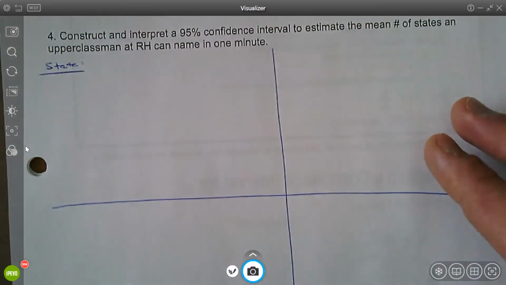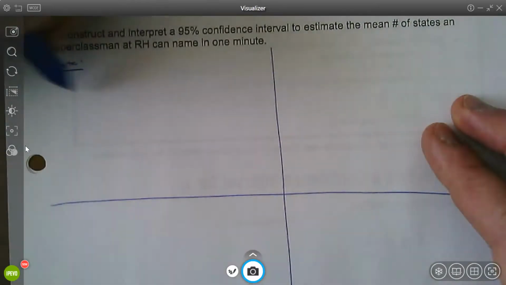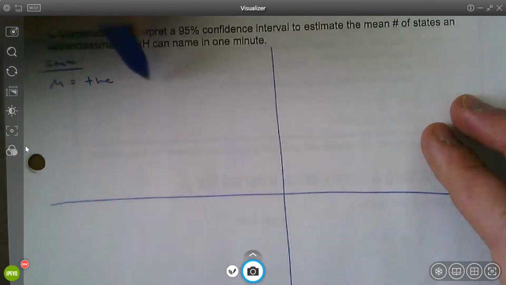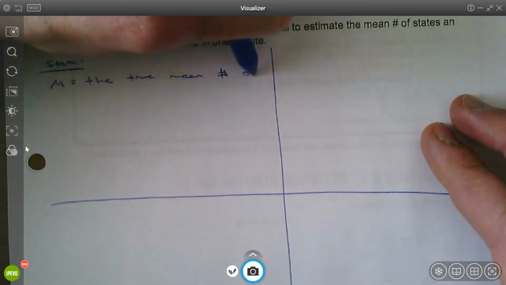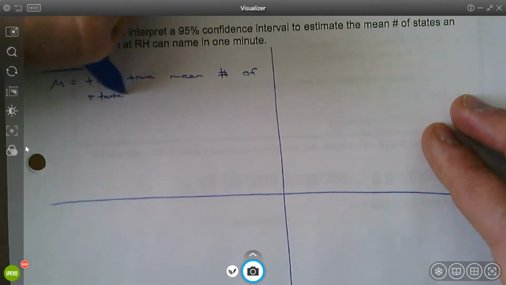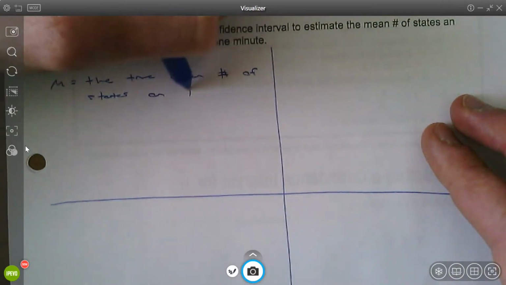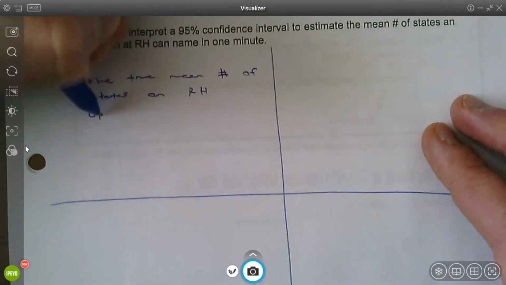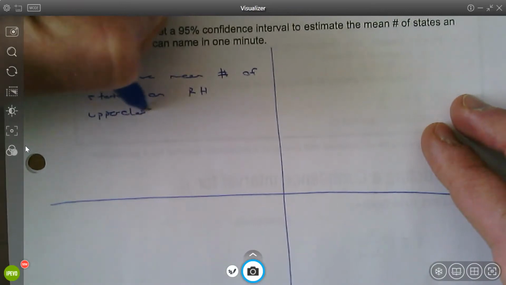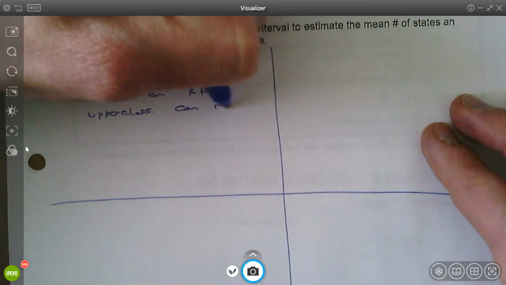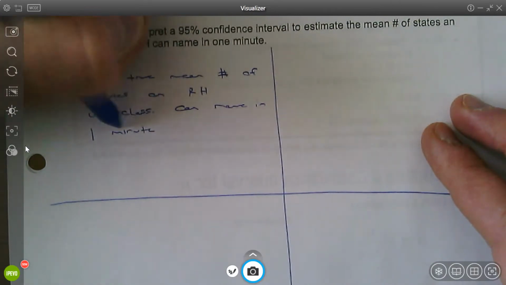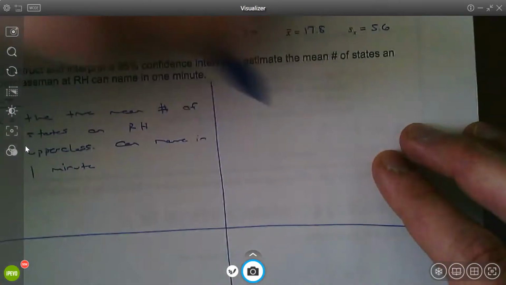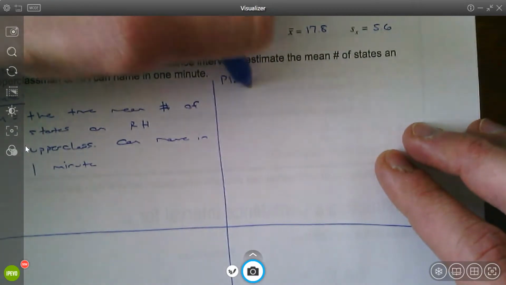So state, we need to state our parameter. So that's going to be mu. Mu is the true mean number of states RH upperclassmen can name in 1 minute. That's it for state. On to plan.